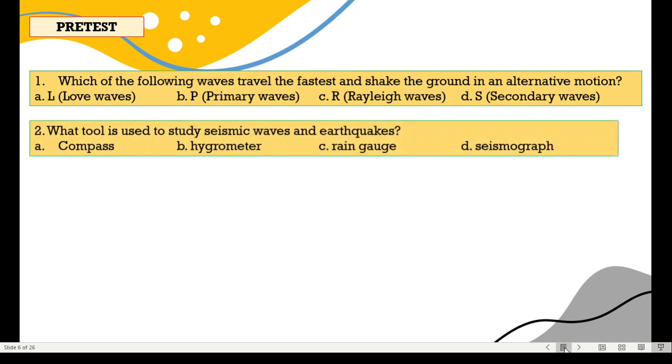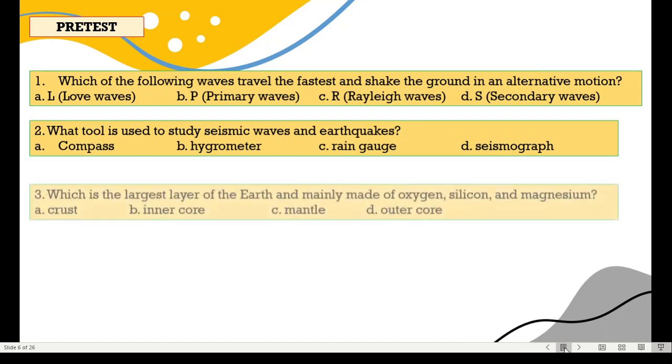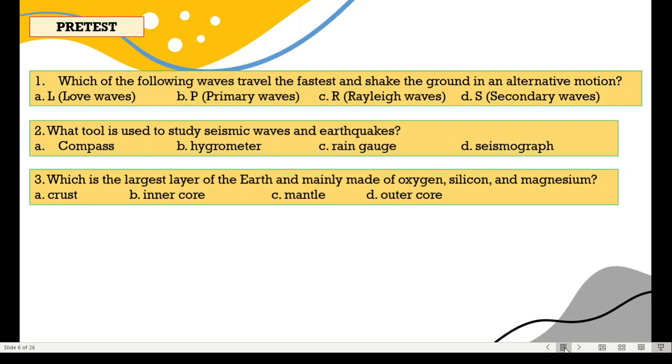Number 2, what tool is used to study seismic waves and earthquakes? A, compass. B, hygrometer. C, rain gauge. Or D, seismograph. 3, which is the largest layer of the Earth and mainly made up of oxygen, silicon, and magnesium? A, crust. B, inner core. C, mantle. And D, outer core.